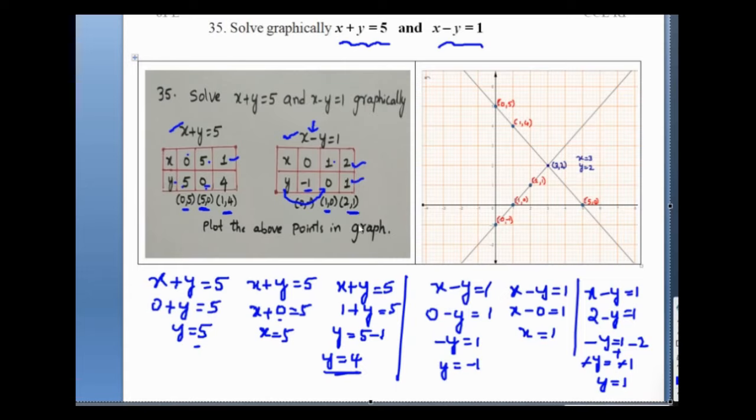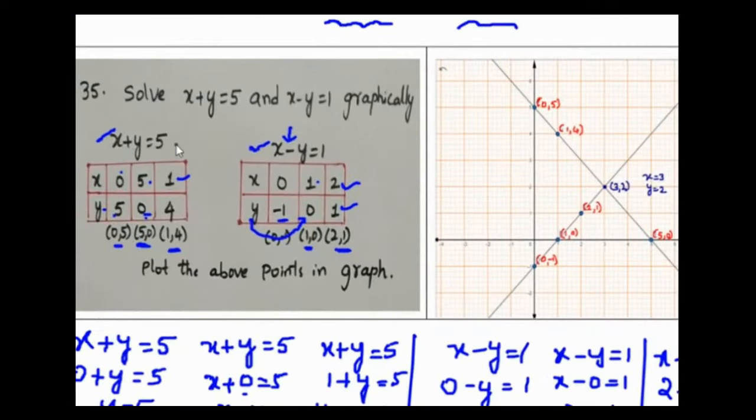Now we will plot all these points on the graph. We will plot first the points belonging to x plus y is equal to 5. So 0, 5 lies on y axis, 5 comma 0 lies on x axis, and 1, 4 at this point where the intersection of 1 and 4. So we have to draw a straight line touching these 2 points, and the name of the line is x plus y is equal to 5.